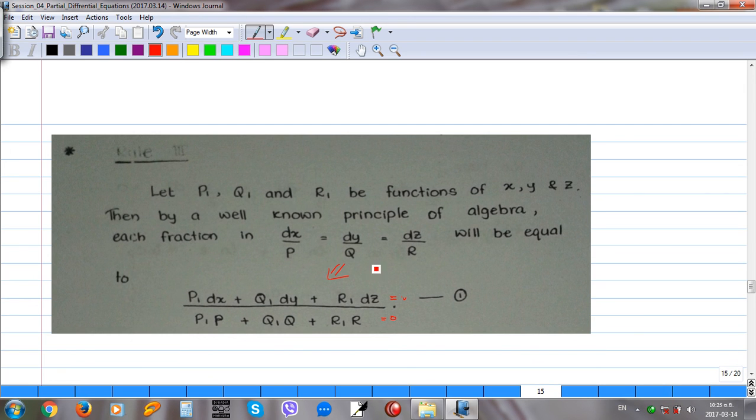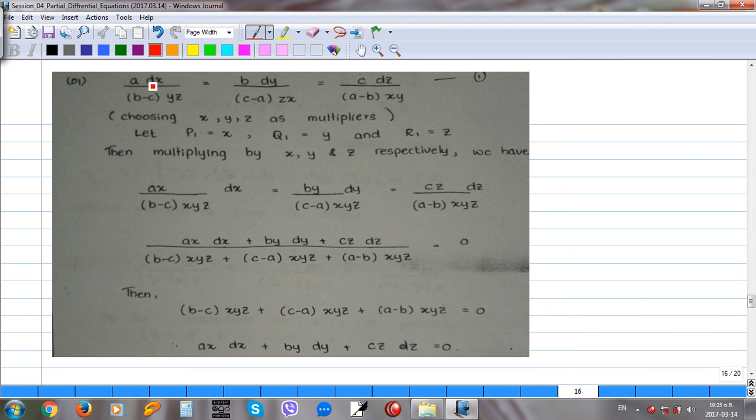It means that if the equation is in that form, you can reduce it and equate both numerator and denominator individually to 0, and take the general solution. Then this is the example: dx over a times (b minus c) yz equals dy over b times (c minus a) zx equals dz over c times (a minus b) xy. Here we choose the multipliers as x, y, z.